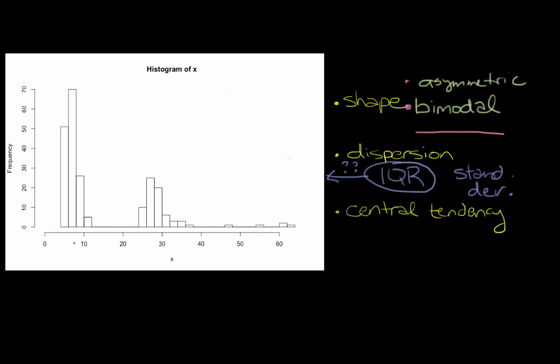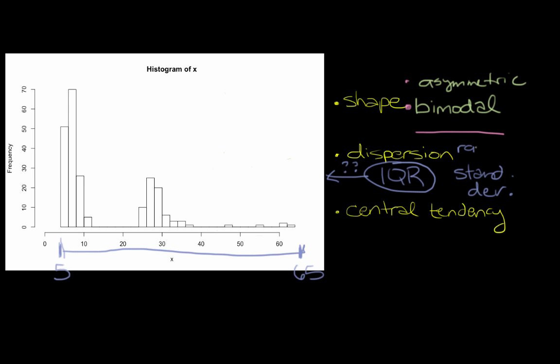But what we can tell is the overall range, not the interquartile range, but the range from highest to lowest here. And that looks like it's between 0 and 10, maybe around 5, I'm going to say, and 65. So I can say my range, kind of run out of room here.